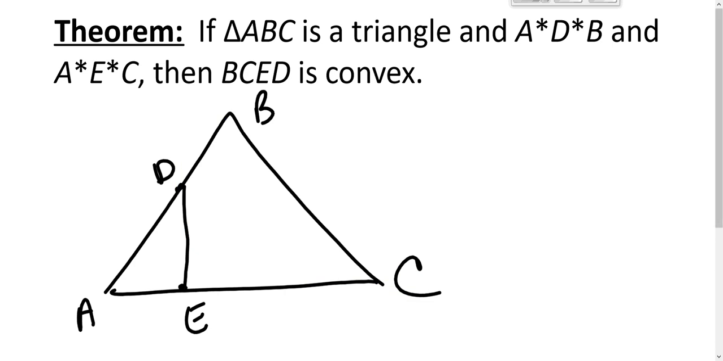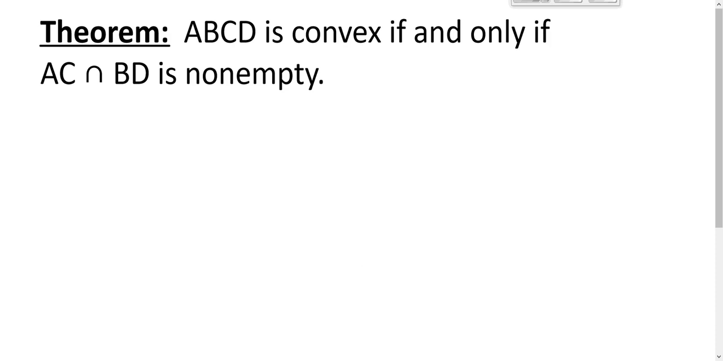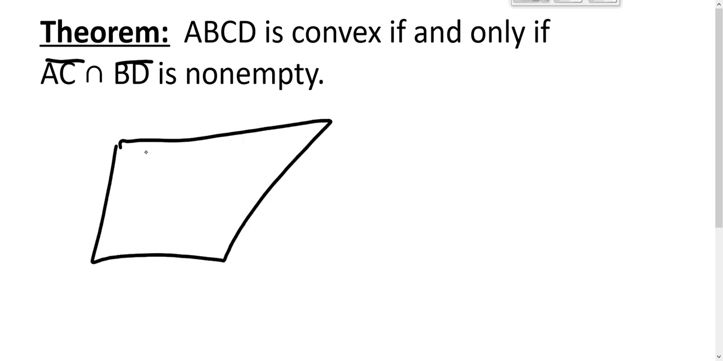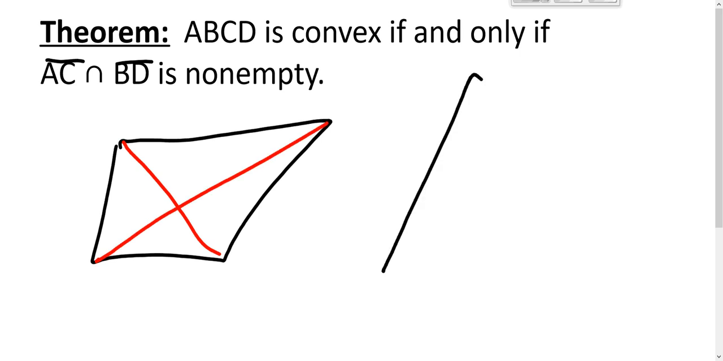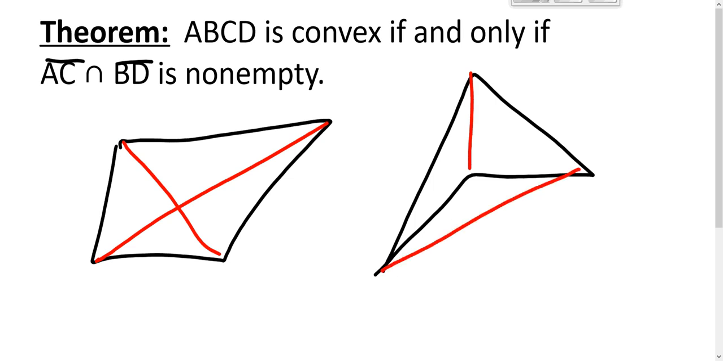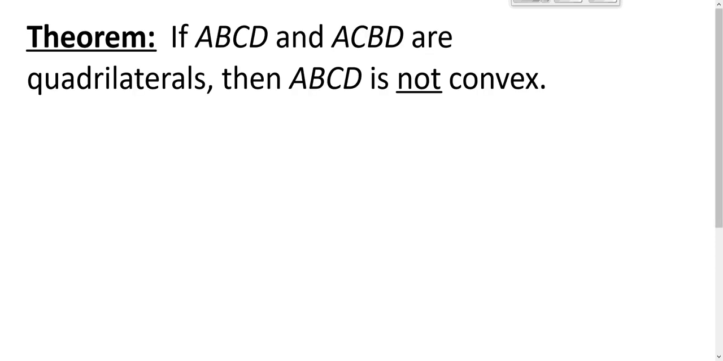So that's not bad. Couple of quickie results. We can show that ABCD is convex if and only if the diagonals intersect. So in quadrilaterals that are nice, the diagonals intersect, and in quadrilaterals that are non-convex, the diagonals do not intersect. This is an if and only if biconditional, and that can be proven.